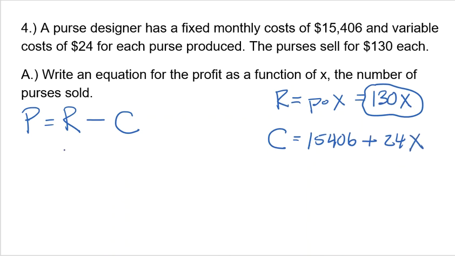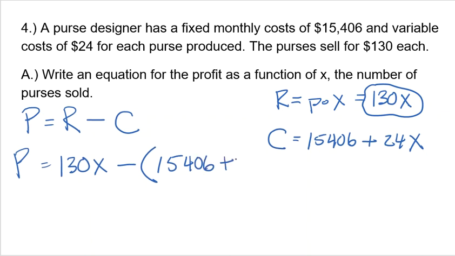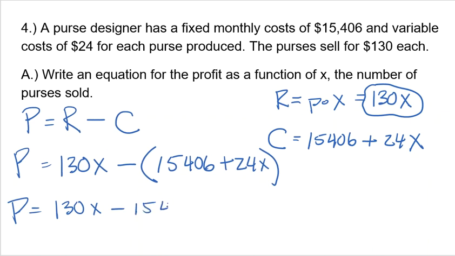So that's going to be my cost. So my profit as a function of x is going to take the revenue, 130x, that's $130 per purse, minus the costs. Each month it costs me $15,406 plus 24x to produce the said purse. So now putting all this together, distribute that minus sign, I get 130x minus $15,406.